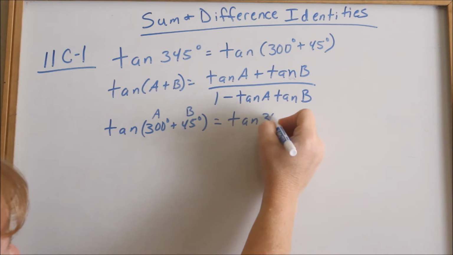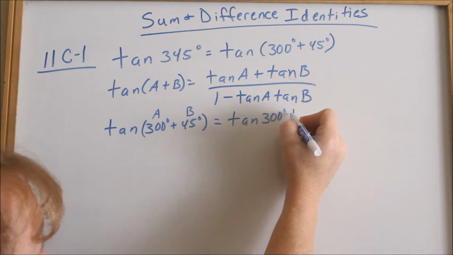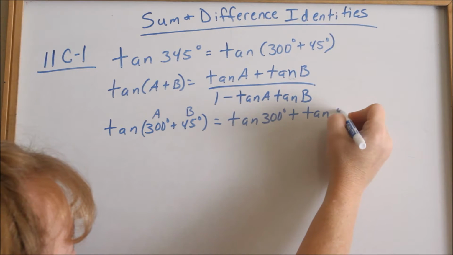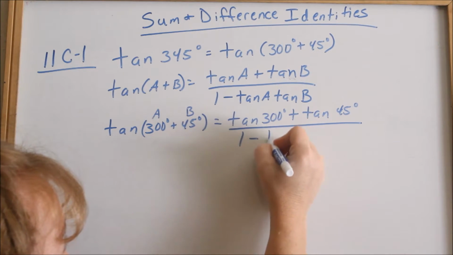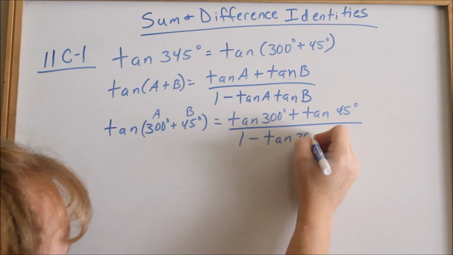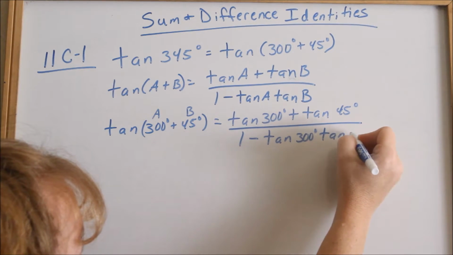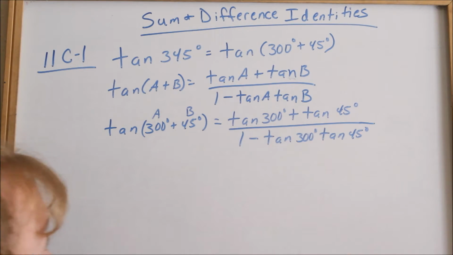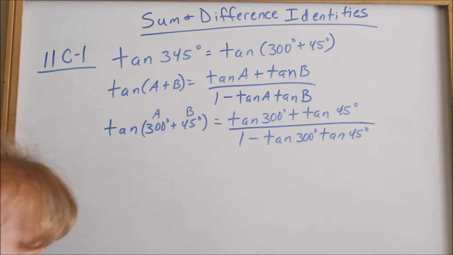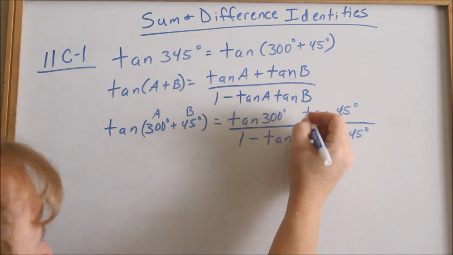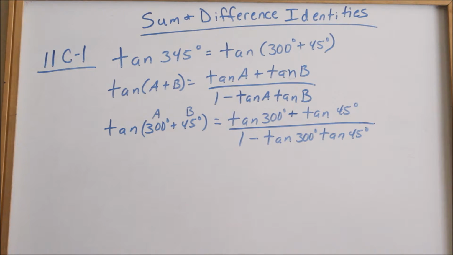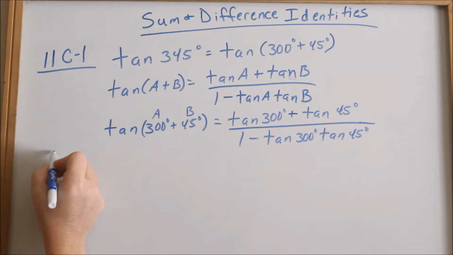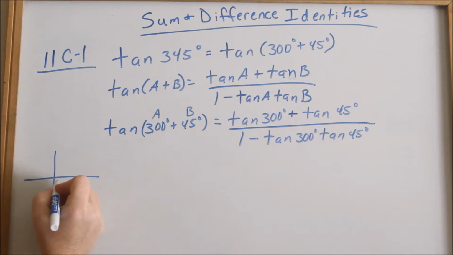Tangent of 300 degrees plus tangent of 45 degrees all over 1 minus tangent of 300 degrees times tangent of 45 degrees. Okay, 45 degrees, that's in quadrant 1. Everything is positive in quadrant 1. 300 degrees, we need to figure out what quadrant that is in, what the reference angle is, and is it positive or negative. Okay, so 300 degrees, that's in quadrant 4.